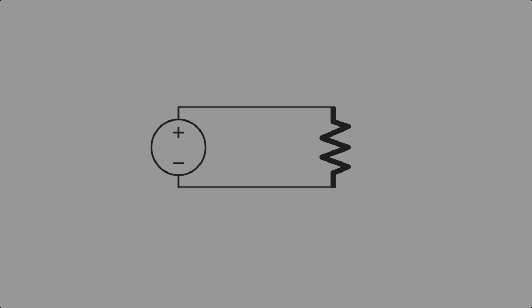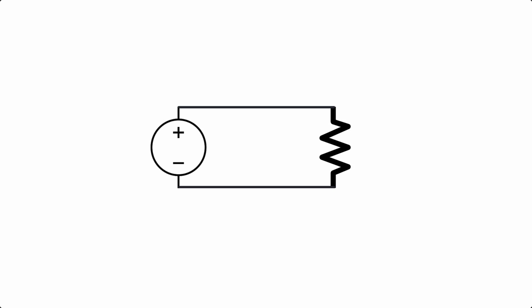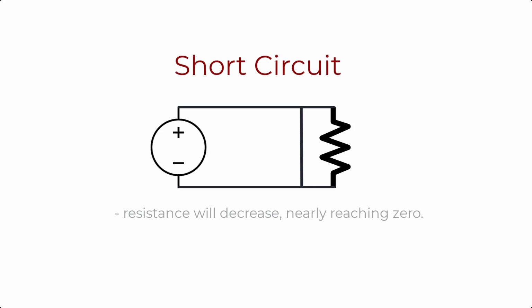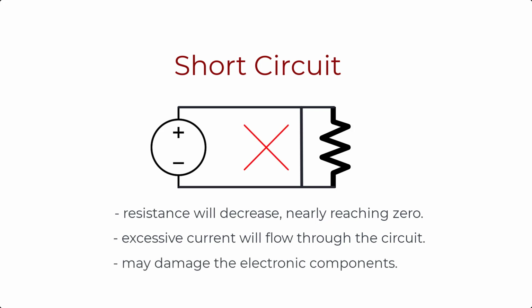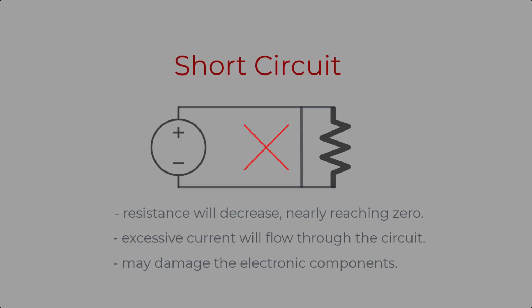And then, the other leg can be placed in any row except row 10. Because if you connect the other leg of your resistor to the same row, it will be short-circuited. This will cause the resistance to decrease as both legs touch each other. In effect, excessive current will flow through the circuit as resistance nearly becomes zero. This may cause damage to your electronic components that are connected to the circuit.